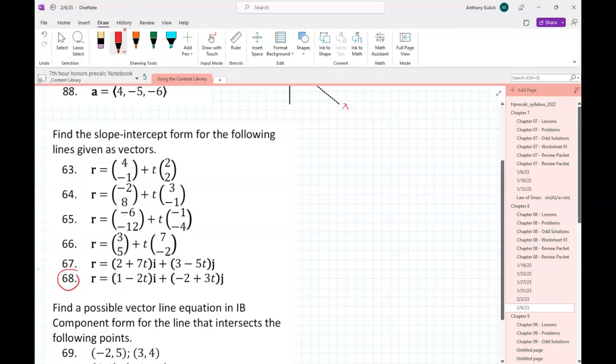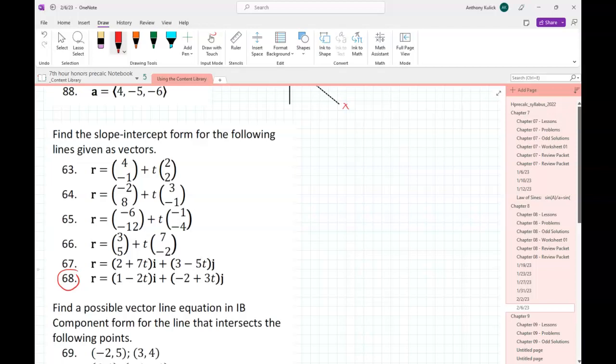So it says find the slope-intercept form for the following lines given as vectors. So what I'm going to do is I'm going to convert this from linear combination form, which is how it's written, into that standard IB component form. And then from there, take it into slope-intercept form. And then I'll show you how to go directly after we do that.